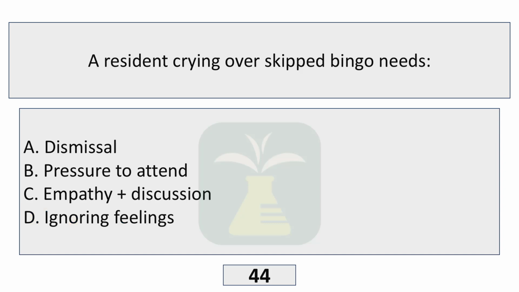A resident crying over skipped bingo needs A. Dismissal. B. Pressure to attend. C. Empathy plus discussion. D. Ignoring feelings. Correct answer, C. Empathy plus discussion. Validate emotions and explore reasons for withdrawal.